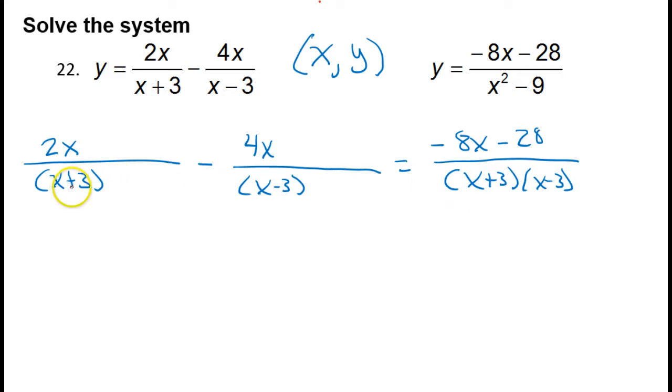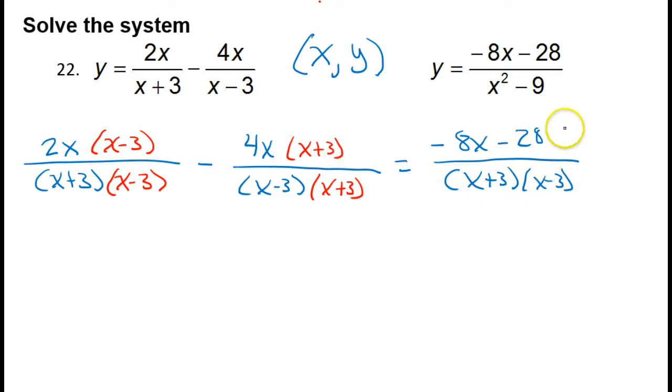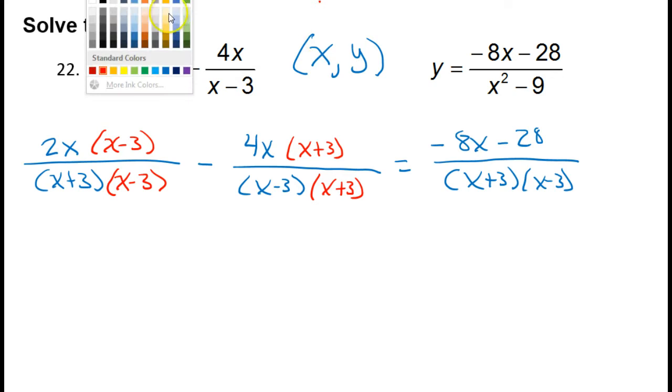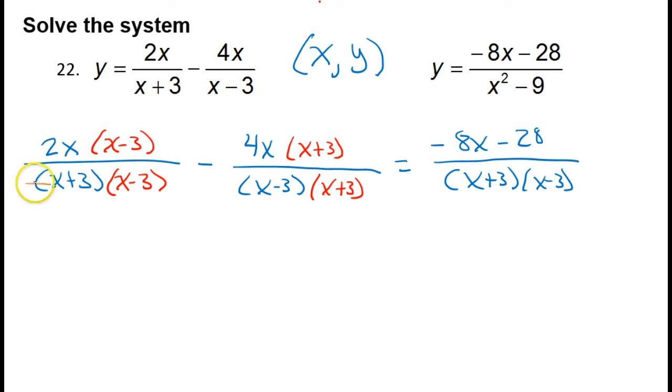So I see I have x plus 3 and this has x minus 3. This has both. So this denominator is missing an x minus 3. I can add in a factor of x minus 3 as long as I put a factor of x minus 3 in the numerator as well. This one is missing x plus 3, so I'm going to put that in the numerator and denominator. This is missing nothing, so I don't need to add anything in. Okay, so once that happens, then I can just cancel out the denominators like this.